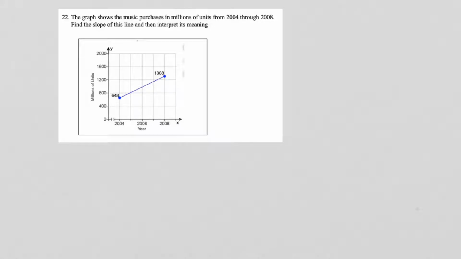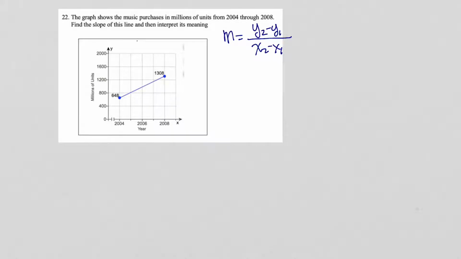We want to find the slope of this line and then interpret it. All right, so to get the slope, let's use our slope formula. Here's our slope formula. We know that m is equal to this fraction, y2 minus y1 over x2 minus x1. That is the second y value minus the first y value, or the second output minus the first output, or the second vertical minus the first vertical, over x2 minus x1, the second input minus the first input, or the second horizontal minus the first horizontal.